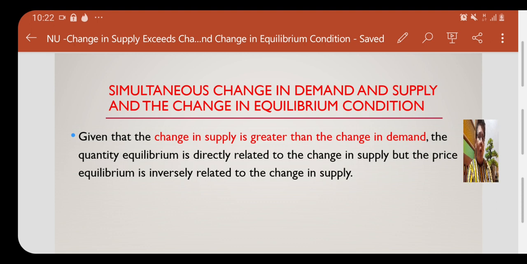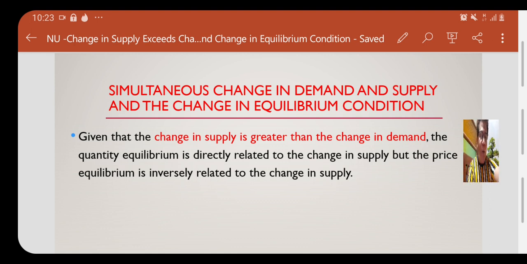And in this case, we're going to use the relationship between the change in supply and the change in price equilibrium, or between the change in supply and its relationship to quantity equilibrium. Specifically, we have last time learned that the change in supply is directly related to the change in quantity equilibrium, so that if there is an increase in supply, quantity equilibrium will also increase. And we also have learned that the change in supply and price equilibrium are inversely related, so that if there is an increase in supply, the price equilibrium decreases.